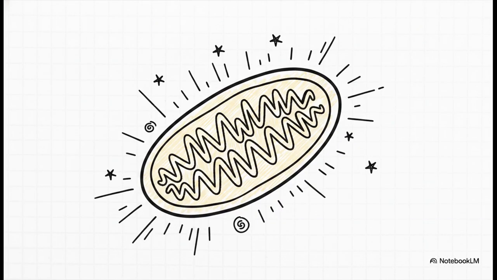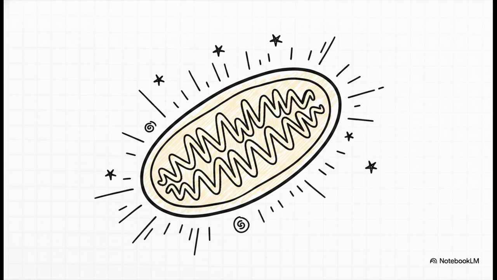But a factory needs power, right? Enter the mitochondria. You've probably heard it called the powerhouse of the cell, and for good reason. It features a double membrane, where the inner layer folds into these complex structures called cristae, and this brilliantly illustrates the exact site of aerobic respiration. It's where the cell generates all that vital ATP energy we were talking about earlier.